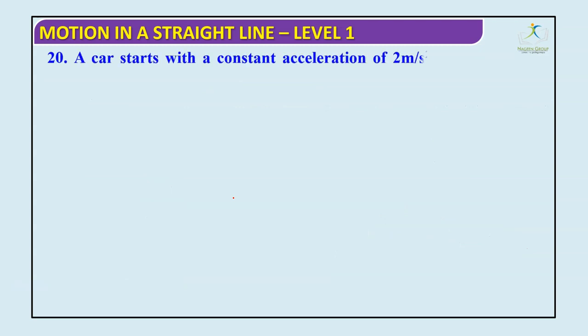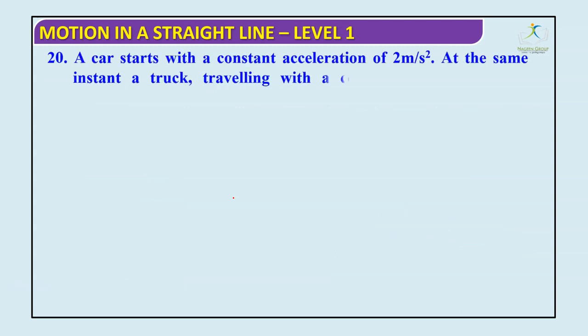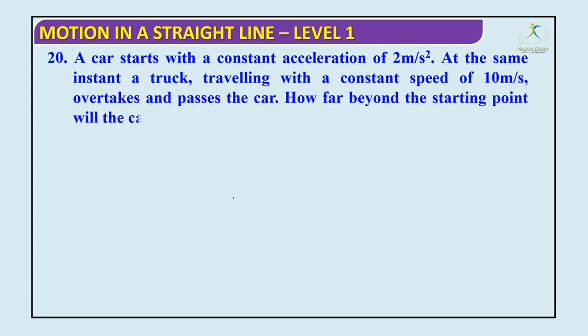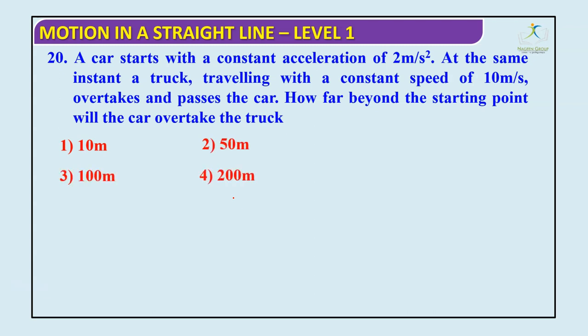Last question is, a car starts with a constant acceleration of 2 meter per second square. At the same instant, a truck traveling with a constant speed of 10 meter per second overtakes and passes the car. How far beyond the starting point will the car overtake the truck? 10 meter, 50 meter, 100 meter, or 200 meter? Let's move on to the solution part, students.